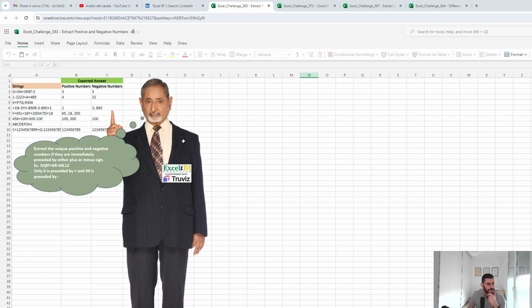The first one asks you to extract the unique positive and negative numbers if they're immediately preceded by either a plus or minus sign. So for example, 5q8y plus 6r minus 34l12. Only 6 is preceded by plus, and 34 is preceded by minus.